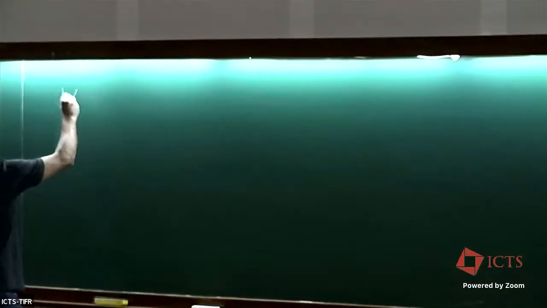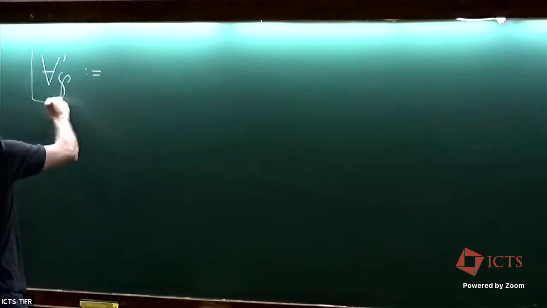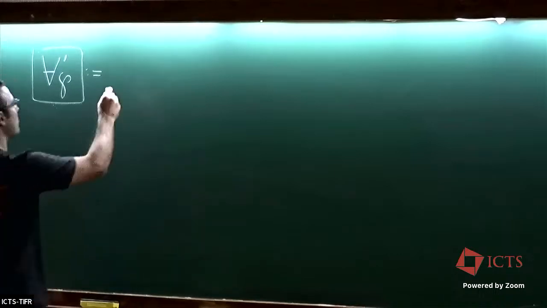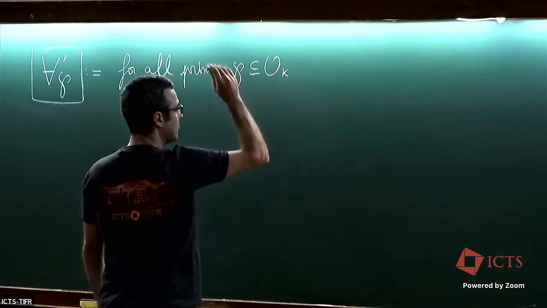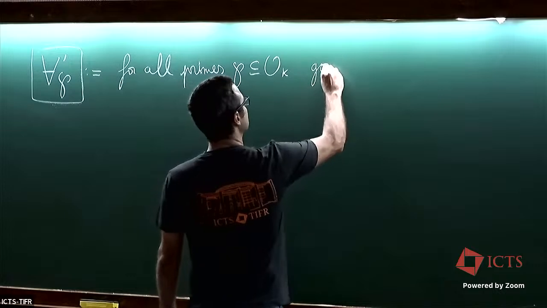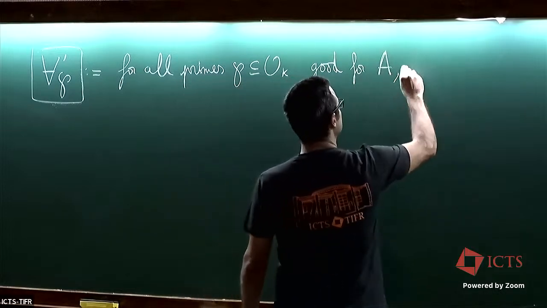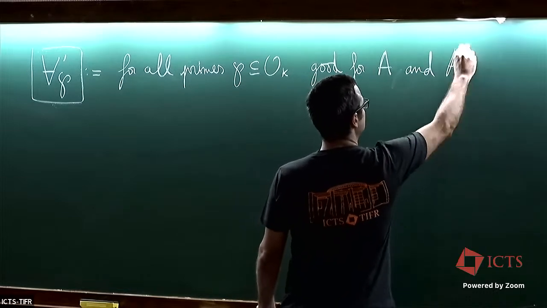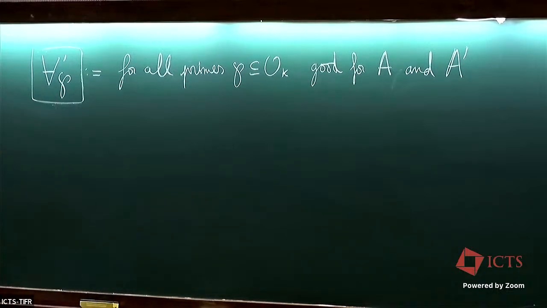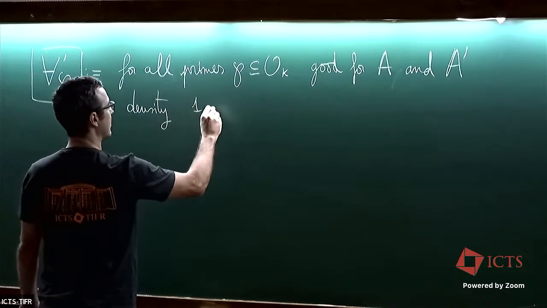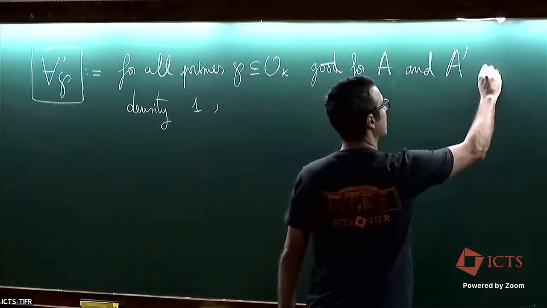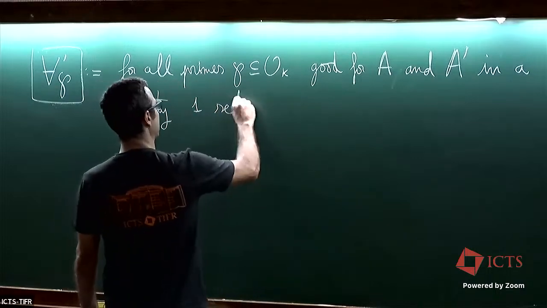So I will usually say that some property holds for almost every prime. And I will write this to denote this. And more precisely, what I'll mean is that this property holds for all primes P of good reduction, both for A and A prime. And I won't care if I exclude some density 0 set. So I will ask that this holds for some density 1 set.